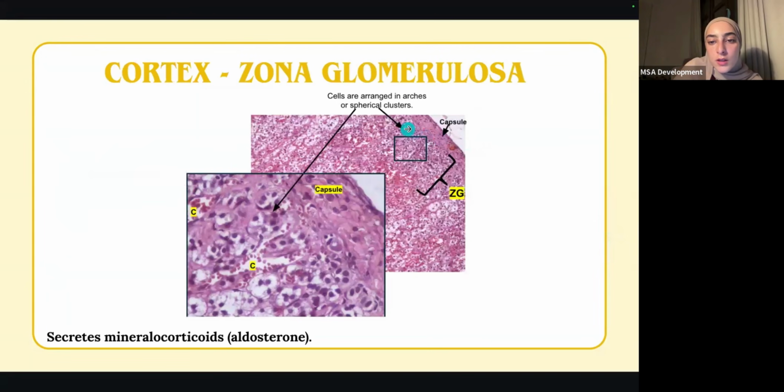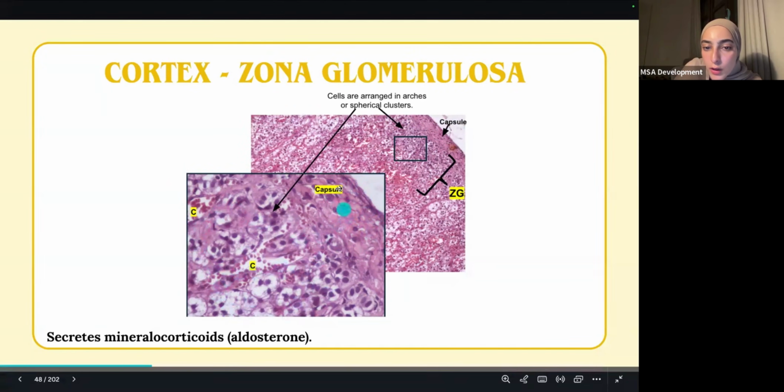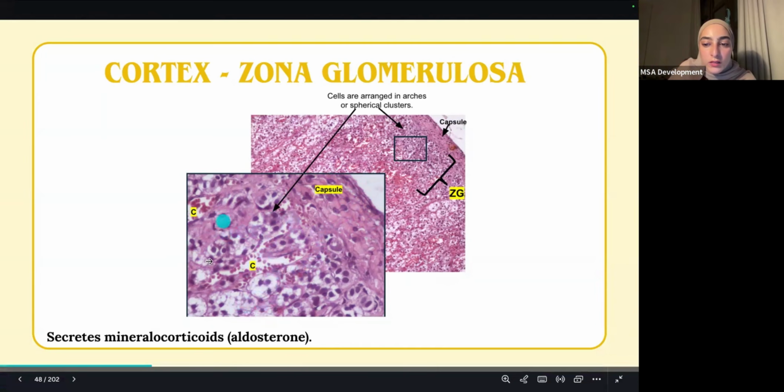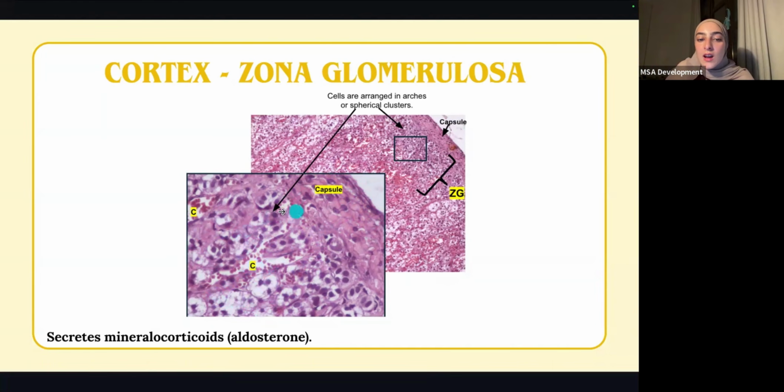For the glomerulosa, the first part after the capsule, it's very easy to differentiate because you can see a bunch of cells that look the same, and then you suddenly see a capsule. Why do you suddenly see a capsule? Because it's the outermost layer. They look like clusters, and they have a lot of white in them. You can differentiate this by seeing that they're circular clusters. And what do they release? Aldosterone. And these are capillaries. They have capillaries everywhere. This is the glomerulosa.